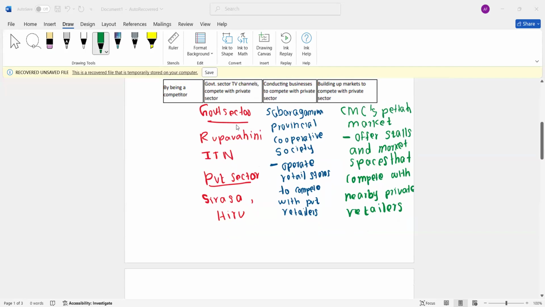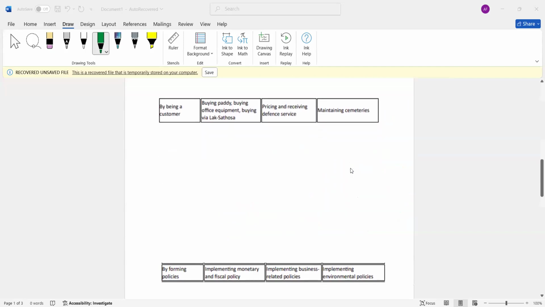Okay. Now next one. By being a customer. How can central government, provincial councils and local authorities be customers? Central government, how are they being customers? One example I can take is the paddy marketing board, who buys paddy from local customers, right? So I can write paddy marketing board, PMB. Okay, we call them PMB.